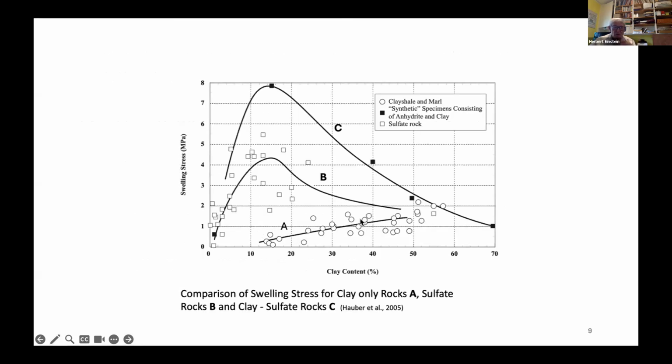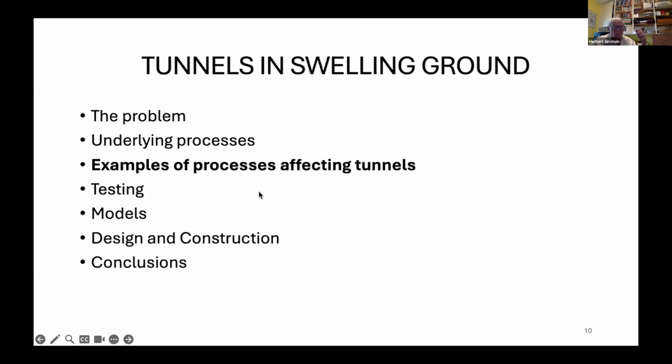So you see now the consequence. This is clay only. Down here, this is the swell stress, and this is the clay content. And then we get the sulfate, not entirely pure, otherwise this wouldn't make any sense. So we get this kind of swell stress. And then we get the highest swell stress for those that have the clay sulfate. So quite intensely different, whatever you have in your environment. Okay, so now we have the basic process.